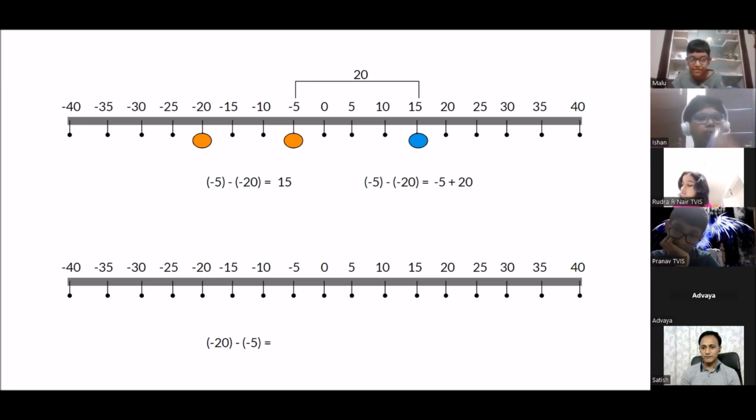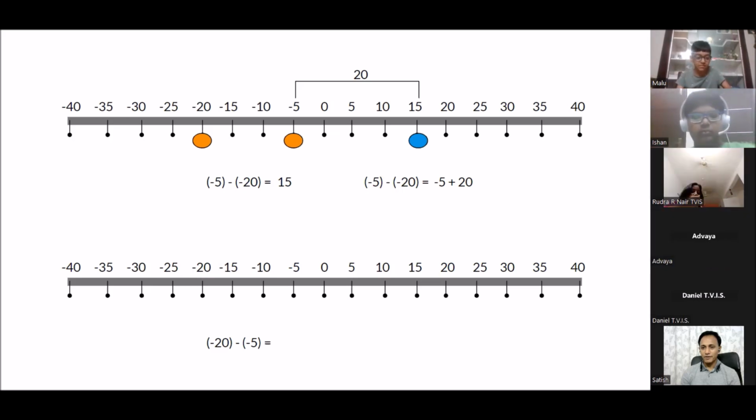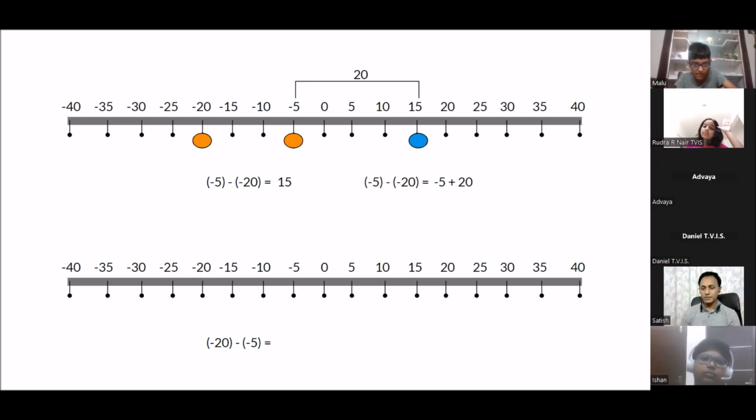So you already have a 20 rupees debt. Yeah. So you are decreasing a debt of 5 rupees from the 20 rupees debt. Okay. Advaya, what is your explanation? Yes, sir.